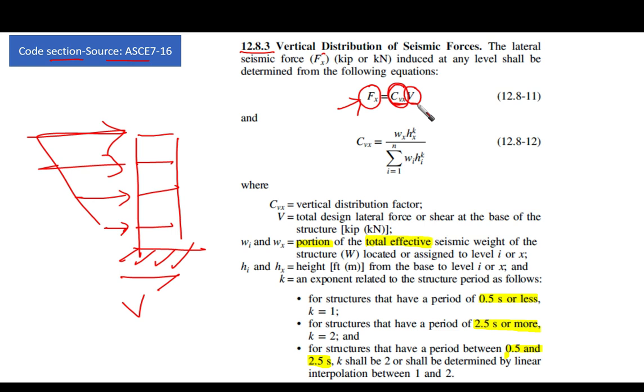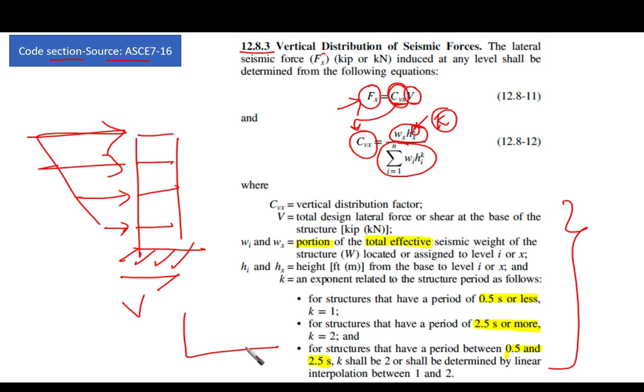It is also related to the weight of the story times the height of this story from the ground, raised to power k, and it is divided by the summation of this multiplication for all stories. The details are going to be here. This small k has a value. If the structure has a period of 0.5 seconds or less, k is going to be 1. If it's 2.5 seconds or more, k is going to be 2. If it's between 0.5 and 2.5 seconds, k shall be 2, or linear interpolation should be used. I'm going to talk about this in detail.